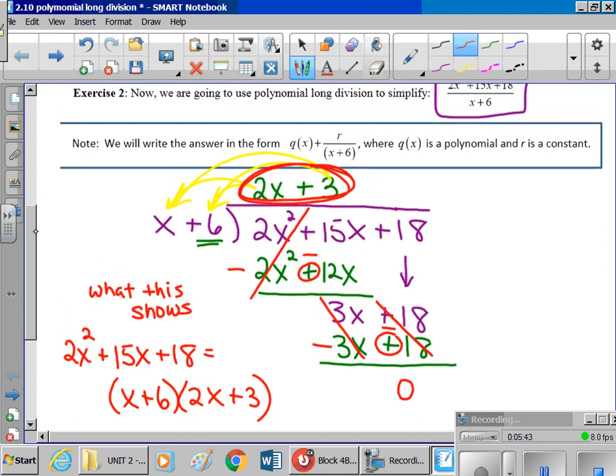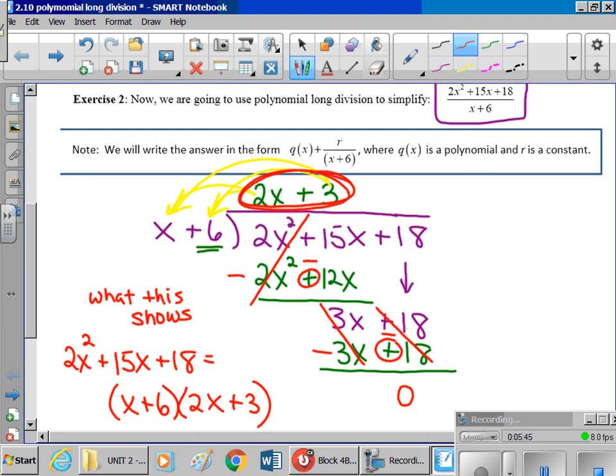So I'm just going to slide up a little bit because we're going to go up to where I said note. We will write the answer in the form of q of x plus r, where r represents a remainder. Now in this case we don't have a remainder, but we will look at ones that do. So right now we're just coming out with this q of x, which is the quotient.